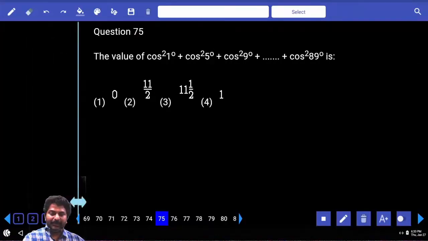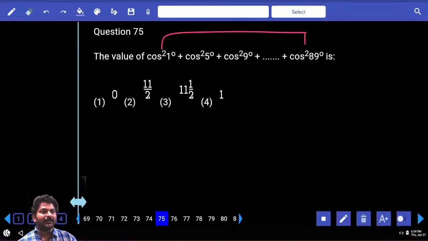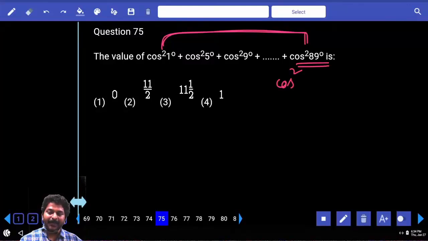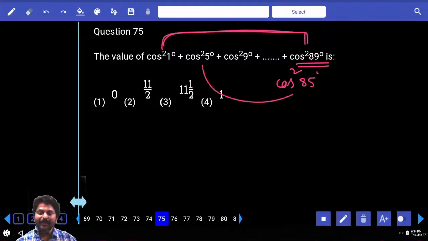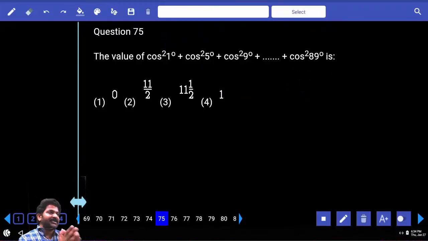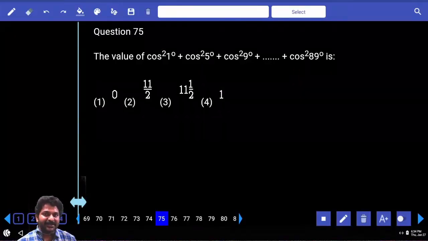So now there is a difference of how many degrees for consecutive numbers? 4 degrees. You know that first and last, cos square theta plus cos square 90 minus theta, gives you 1. So first and last will give you 1. Before cos square 89 degrees, you will have cos square 85 degrees, right? Second and second last will also give you 1. Like that, you need to understand how many such combinations are there in the equation, correct?